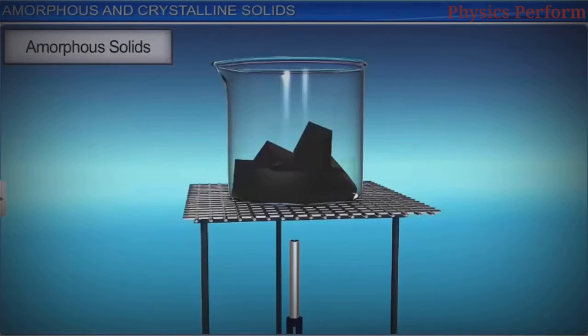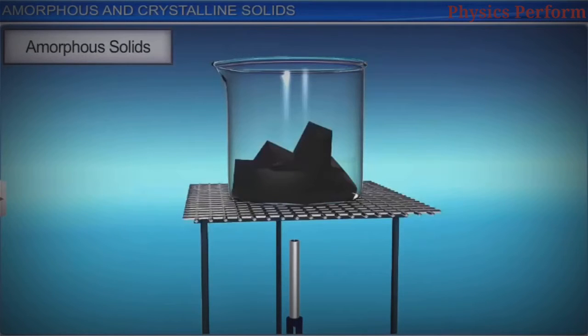The best example of crystalline solid is quartz, and of amorphous solid is quartz glass. Their arrangement is shown here. From these two images, you can clearly observe that both solids have similar arrangements. However, in quartz glass, there is short-range order.